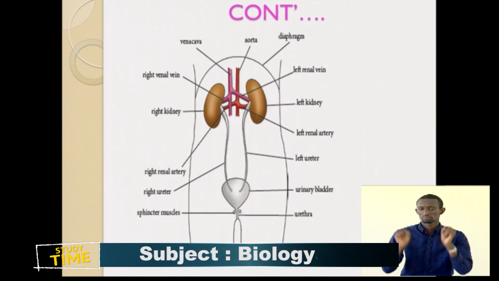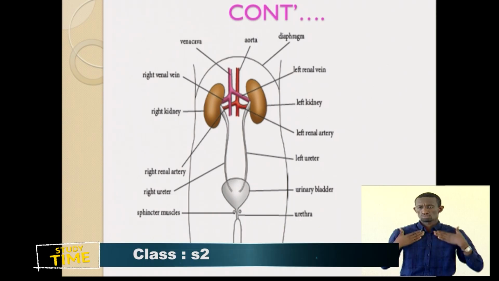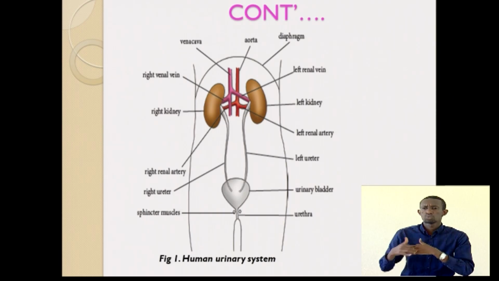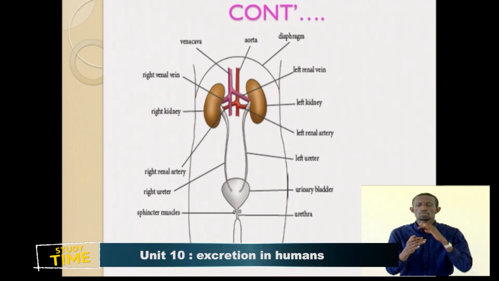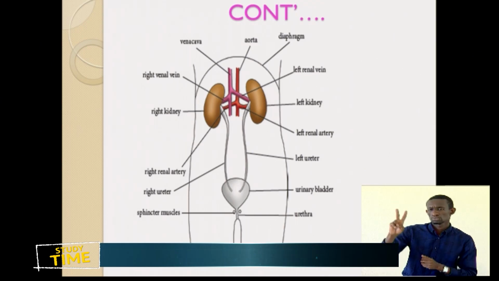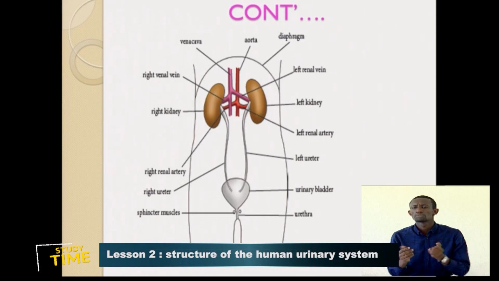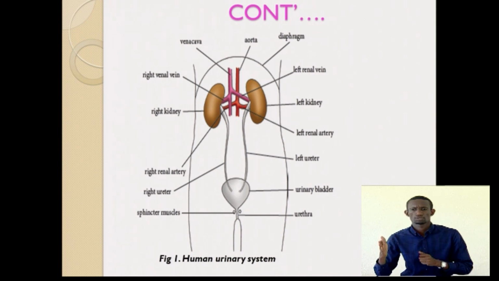That is a diagram that shows a human urinary system having two kidneys, having the aorta that carries blood to the kidney, and the blood is going to be oxygenated. We have the vena cava, which takes the oxygenated blood. We have the left renal vein. We have the right renal vein. We have the right kidney. We have the left kidney.